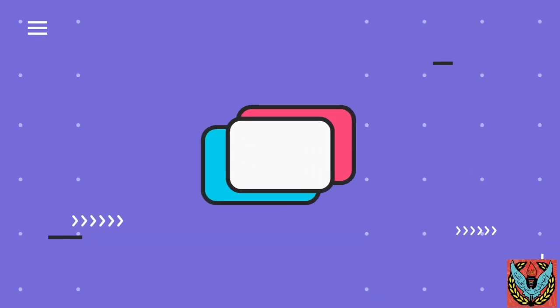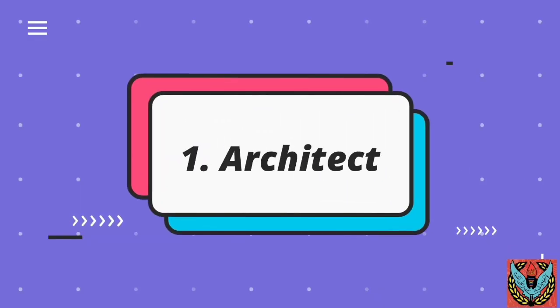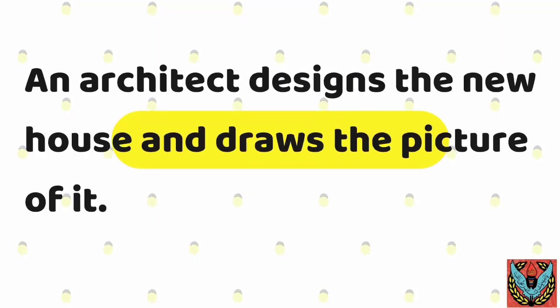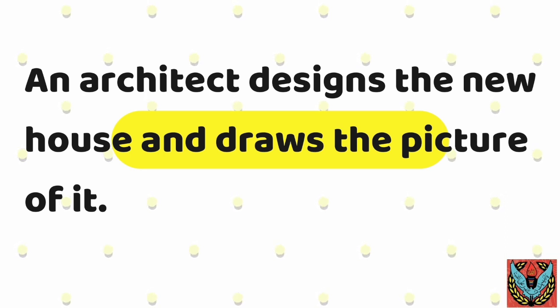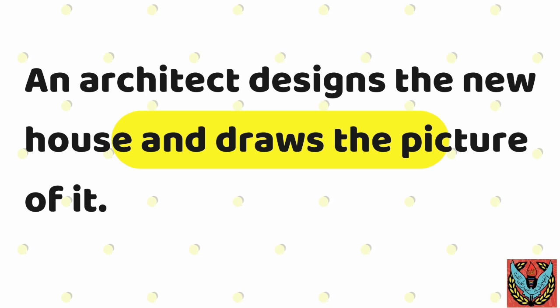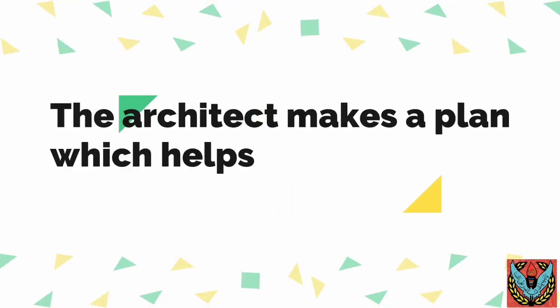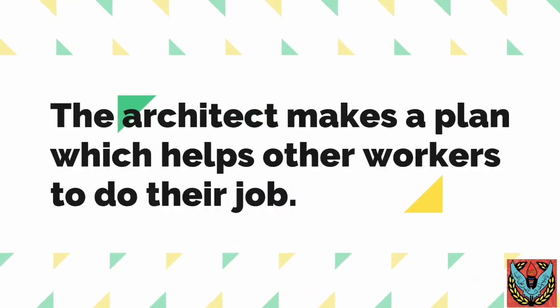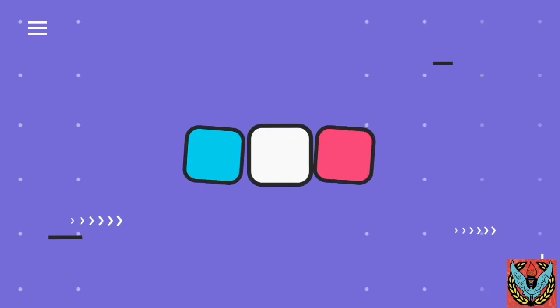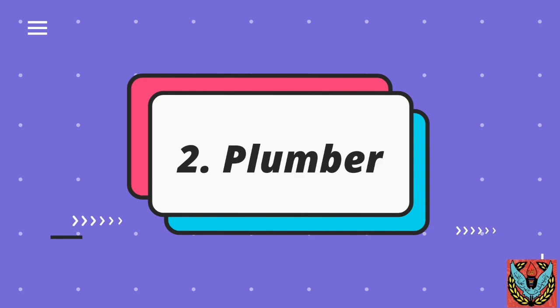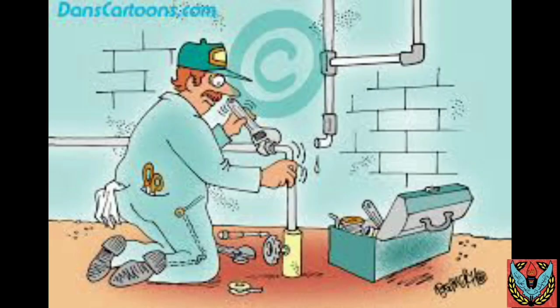The person who first works on a house is an architect. Before all the other work begins, an architect designs the new house and draws a picture of it. The architect makes a plan which helps other workers to do their jobs. Plumber. Plumber fits the pipes and taps.